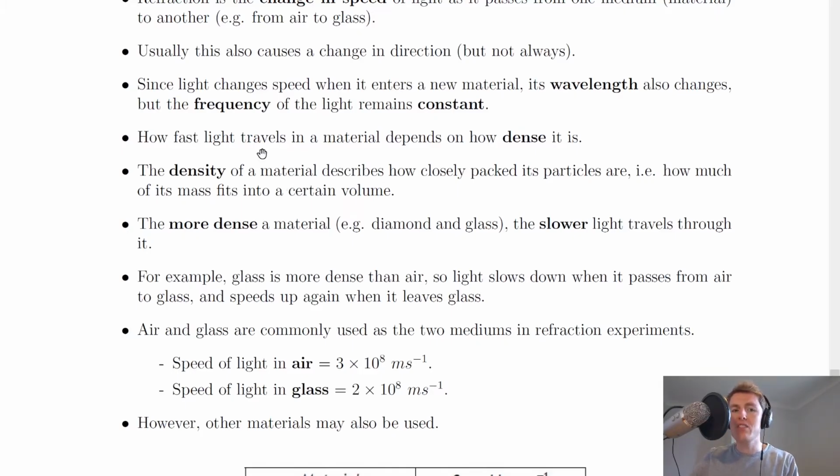So let's look at this. It says how fast light travels in a material depends on how dense it is. The density of a material, which you'll probably already know, describes how closely packed its particles are, i.e. how much of its mass fits into a certain volume.